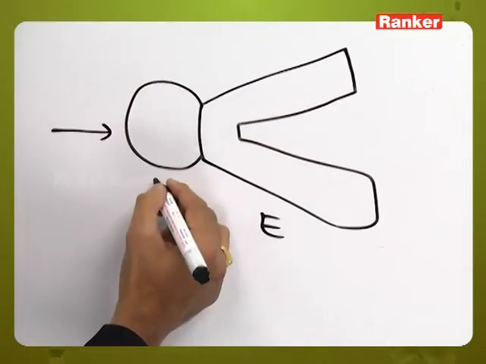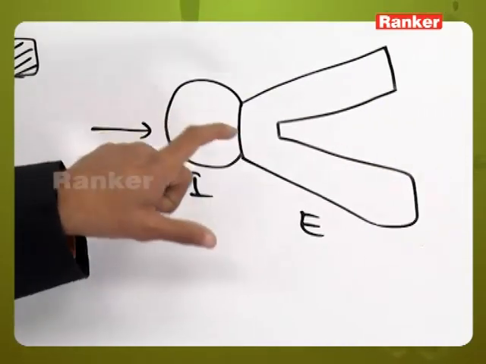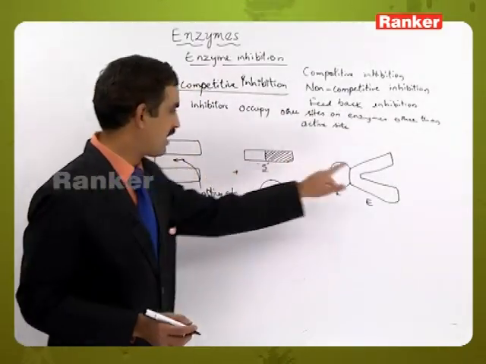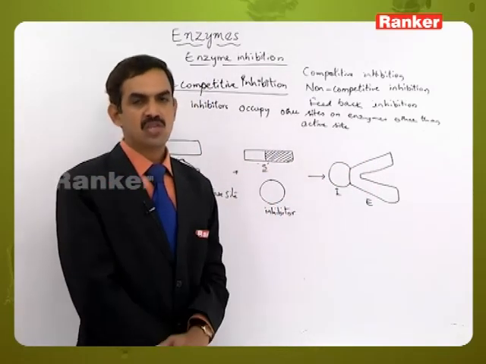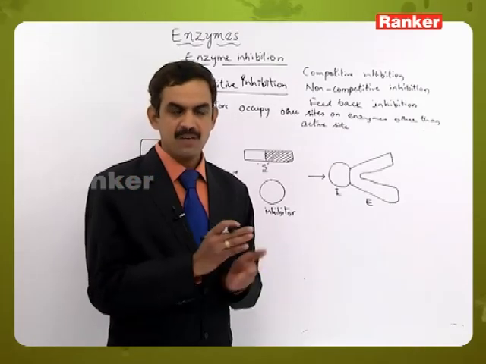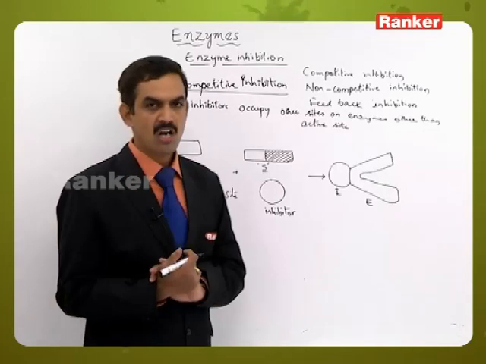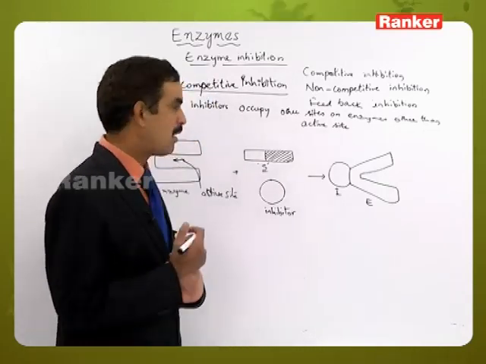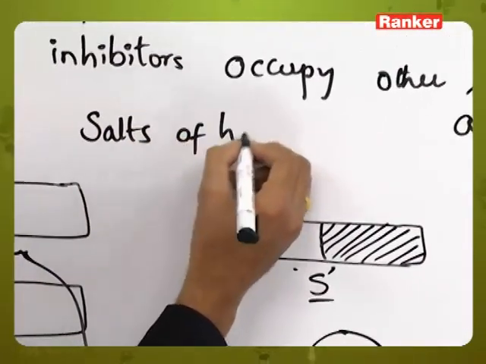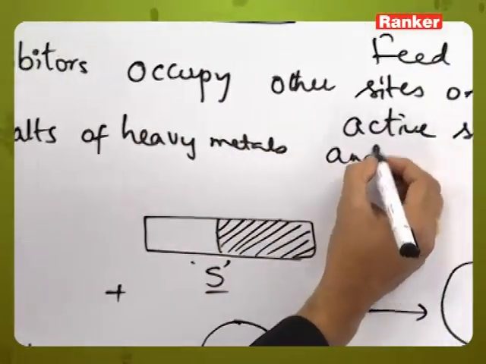So here the inhibitor is not attaching to the active site but to the other part. Because of that reaction, the shape of that active site has been changed. Now as the shape of the active site has been changed, it is not exactly fitting the structure of the substrate molecule. So this type of inhibitors are called non-competitive inhibitors. Some examples of non-competitive inhibitors are salts of heavy metals and cyanides.